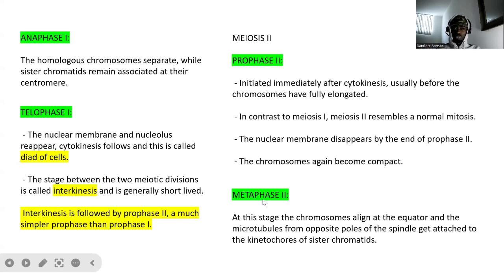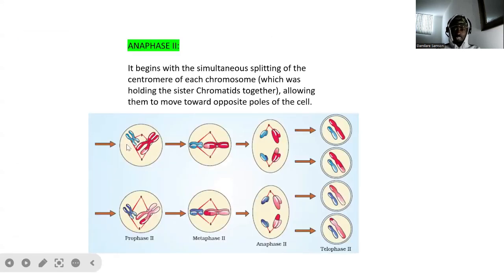Now, metaphase 2. In metaphase 2, at this stage, the chromosomes are aligned at the equator, the same thing, and the microtubules from opposite sides of the spindle get attached to the kinetochore of the sister chromatids. If you had gone through your mitosis, you will understand that the process is the same thing, and that is just what you are seeing here. And then you will have this.